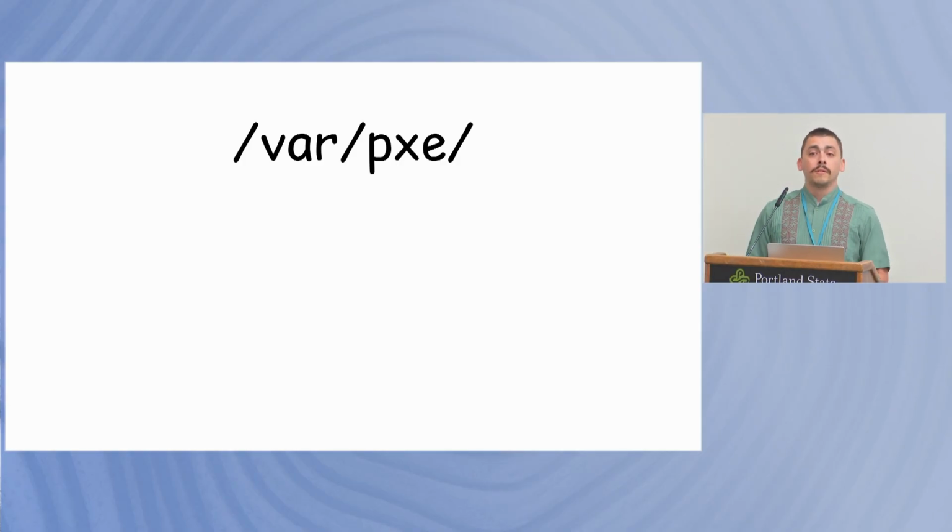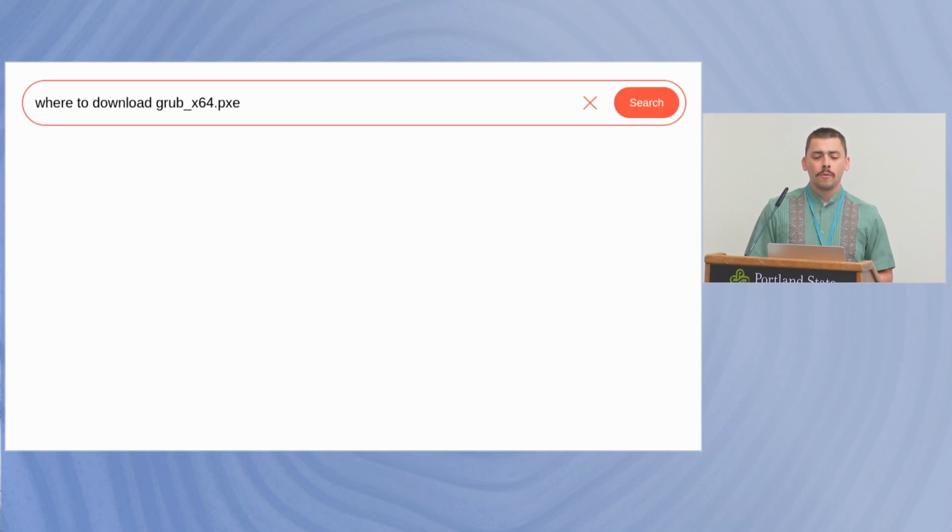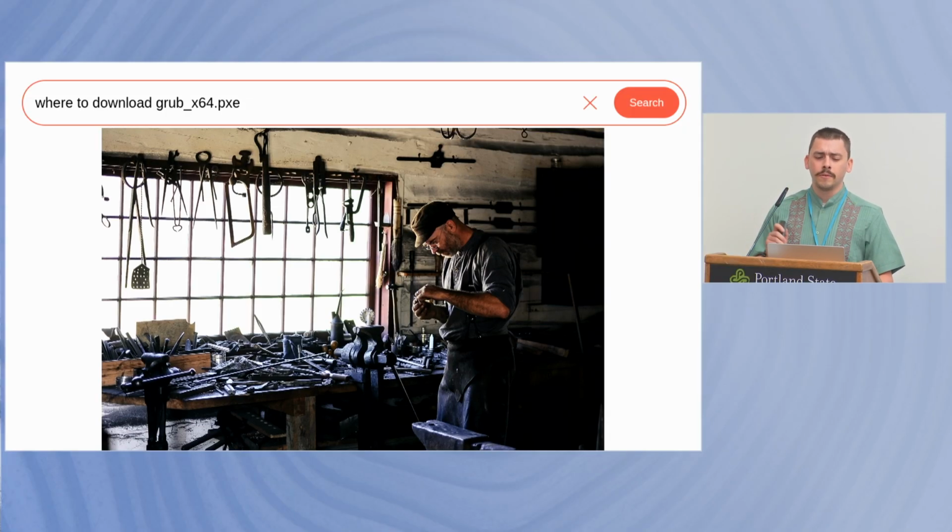And so far, I've shown you that we need to serve the grubx64.pxe file, and you may think, where can I get such a grubx64.pxe file? You could go out to the internet and find one and download it and use it, and it would probably work for you, but it would actually take you longer to go find it than it would take you to just make it yourself.